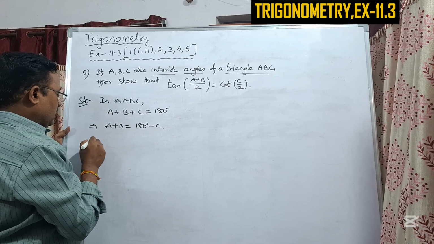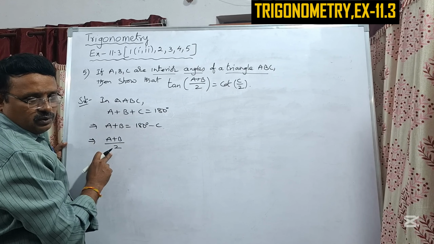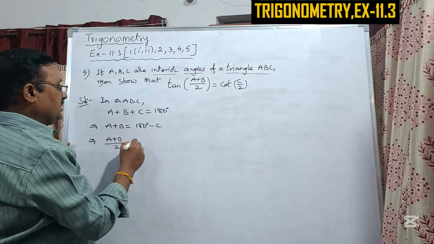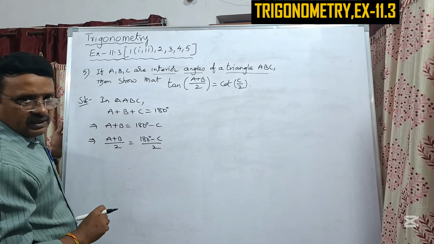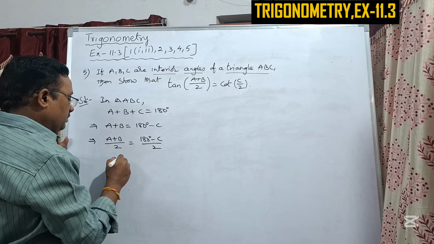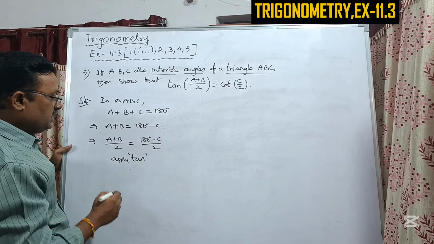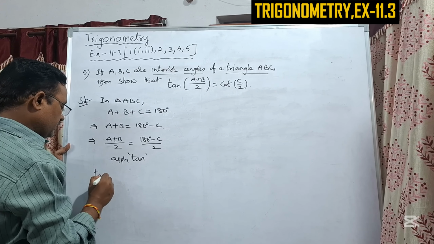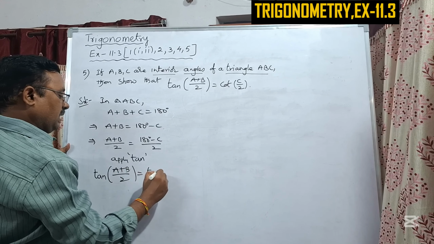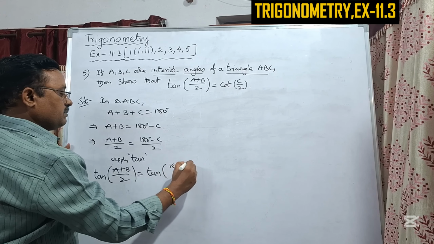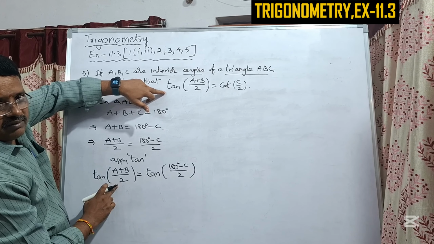Next step, for our convenience, I am writing it as (A plus B)/2, means dividing the left side by 2. So do the same thing on the right side: is equal to (180 degrees minus C)/2 will come. Got it? Right. Now apply tan on both sides. Apply the tan ratio on both sides. Then it will become tan of (A plus B)/2 is equal to tan of (180 degrees minus C)/2. Got it?